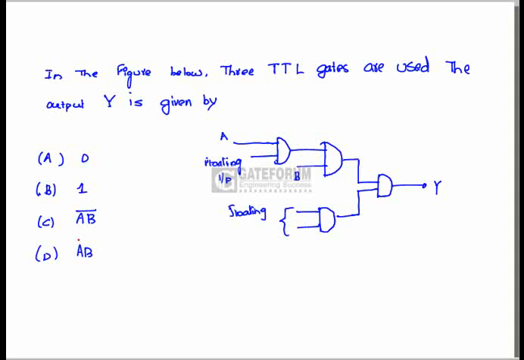Question is, we have to calculate the expression for Y for the logic circuit shown in the figure. The technology used in this logic circuit is TTL gates. Here we need to know one thing: for TTL technology, the floating input acts as a logic 1. That means the first gate output here is A, here is AB, here is 1, here is AB. So the output expression equals AB, which is option D.